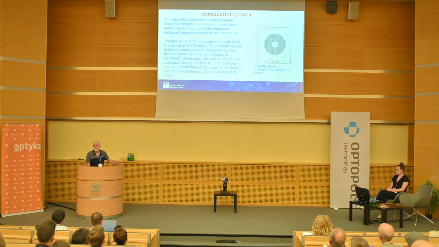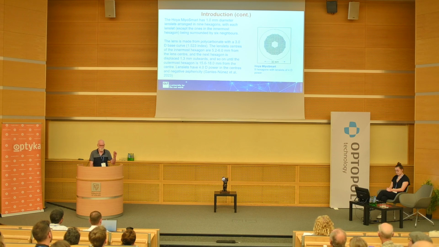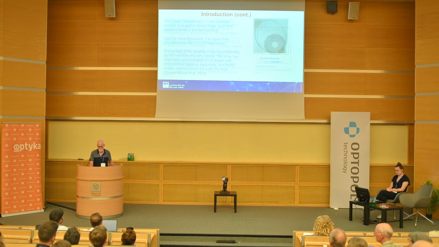Okay, just a little bit about the Hoya MySmart. This has 1 millimeter diameter lenslets, and they're arranged in 9 hexagons. Each lenslet is surrounded by 6 neighbours. This is a polycarbonate lens, naturally, and the base curve is just 3 diopters regardless of power. The lenslets start about 6 millimeters away from the centre and then gradually get further out to the 9th one. The power of the lenslets is 4 diopters, and they also have a degree of negative asphericity, so the power is greatest in the middle and then drops off a little bit.